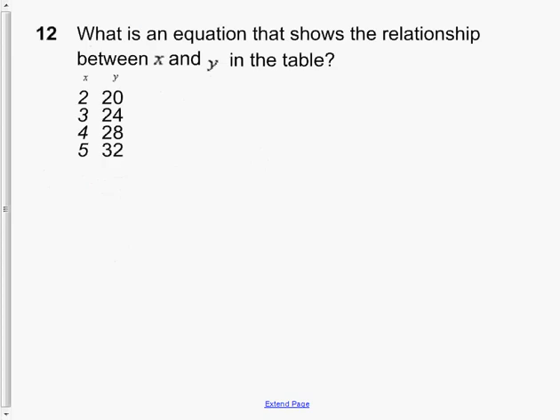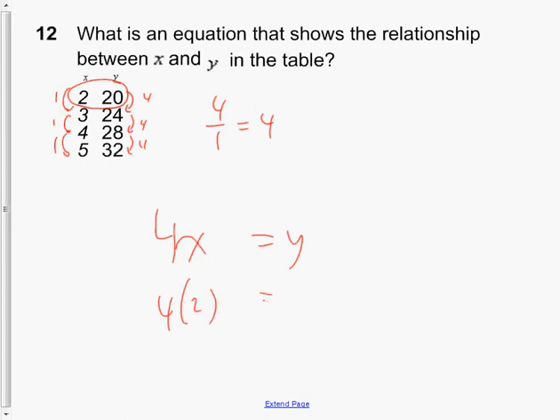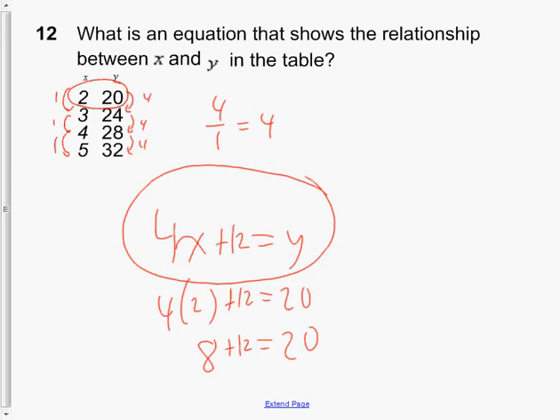Question 12. What is the equation that shows the relationship between x and y? So the difference in your y column, which is 4, divided by the difference in your x column, which is 1. 4 divided by 1 is 4. So in the equation that represents the relationship between x and y, 4 will be my coefficient. Substitute the first ordered pair. So x is 2 and y is 20. See if they're equal. In this case, they are not equal because 8 does not equal 20. So in order for them to be equal, you need to add a constant of 12, which means the equation that shows the relationship between those two is 4x plus 12 equals y.